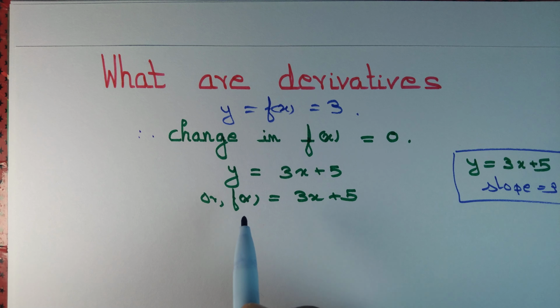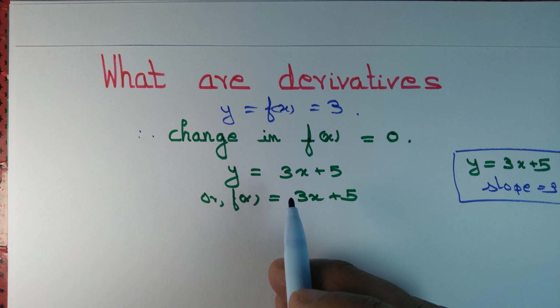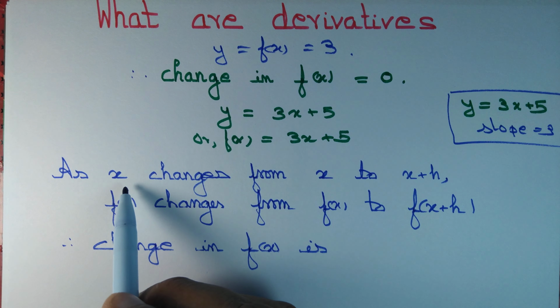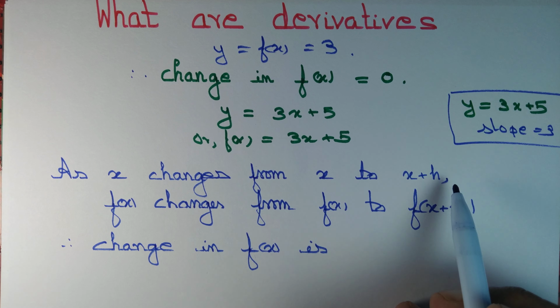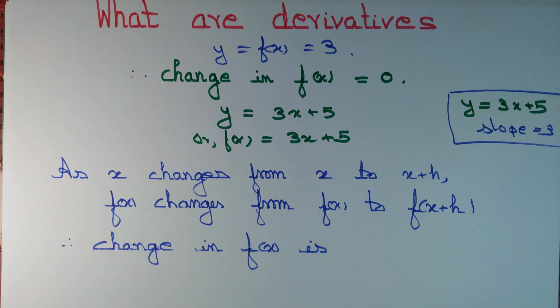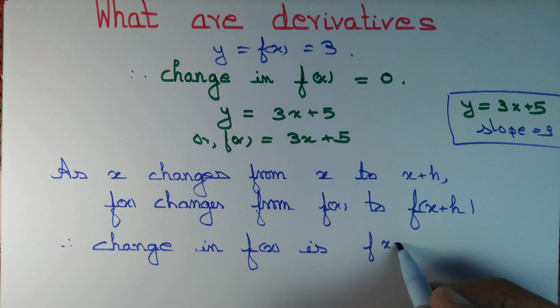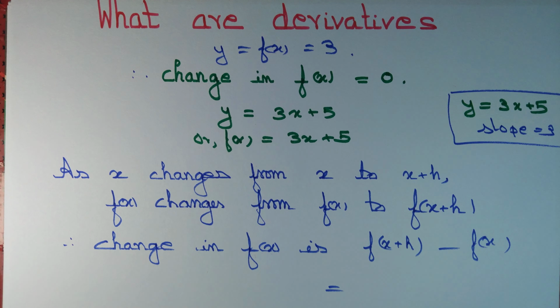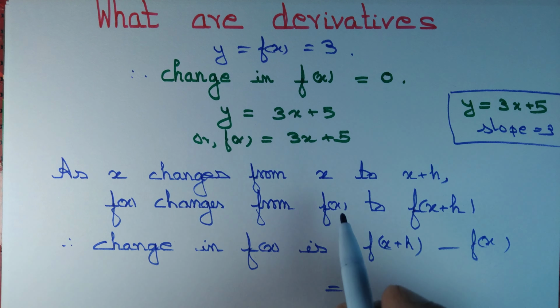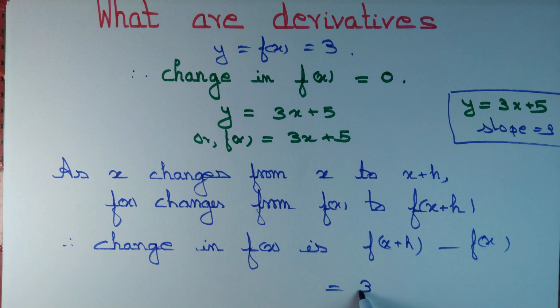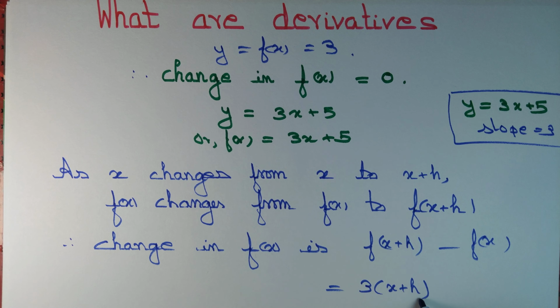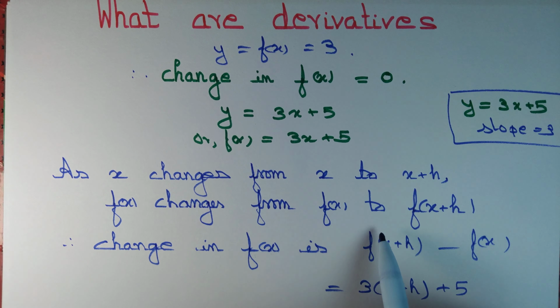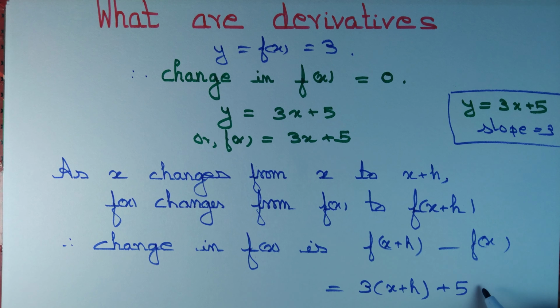But we are not interested in the graph, we are interested in change in f(x). You see that as x changes from x to x plus h, f(x) changes from f(x) to f(x plus h). Therefore, change in f(x) is f(x plus h) minus f(x). Now, what can we say about f(x plus h)? That's equal to 3 times (x plus h) plus 5. We are replacing x by x plus h. And f(x) is given to be 3x plus 5.